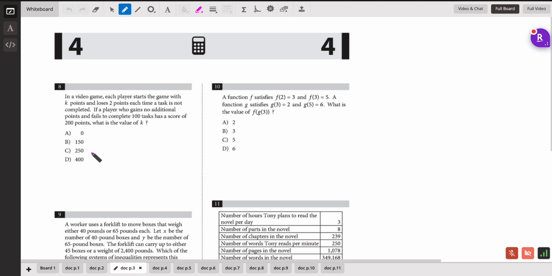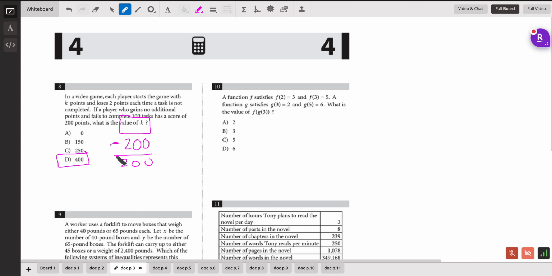So what I did was I said, okay, he failed to complete 100 tasks and you lose 2 points each task. So we know that he's down 200 points. But he has right now a score of 200 points. Okay, so I need some number up here that would, if I subtract 200 from it, give me 200. And there's only one solution.